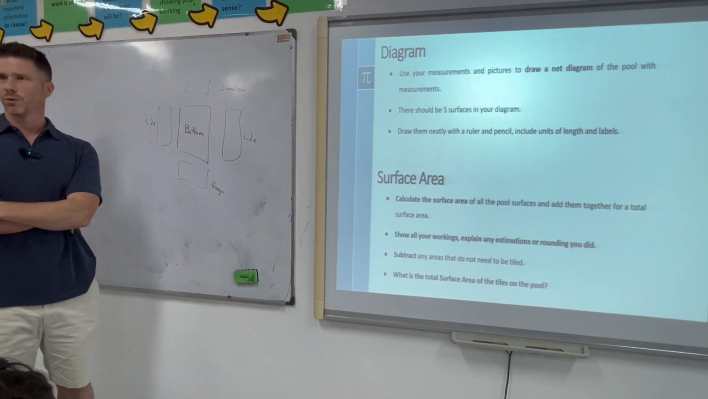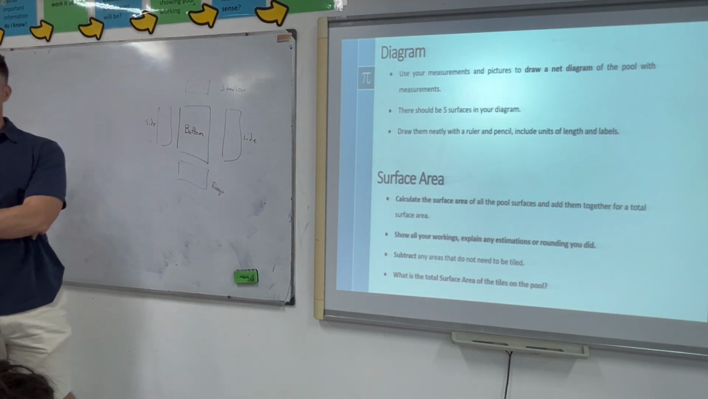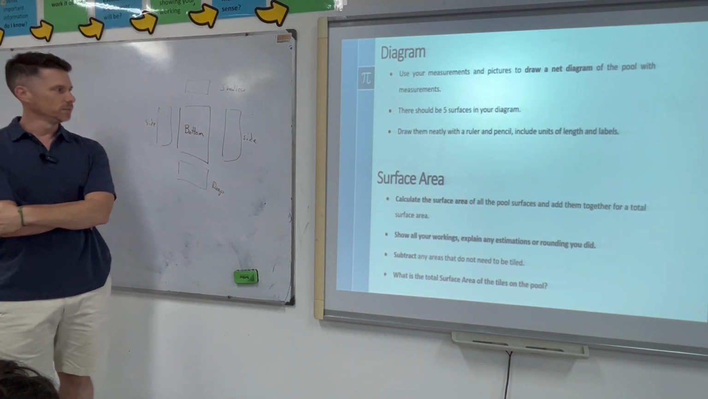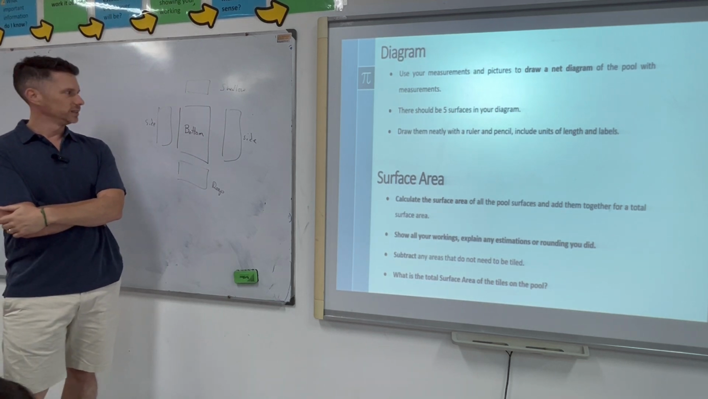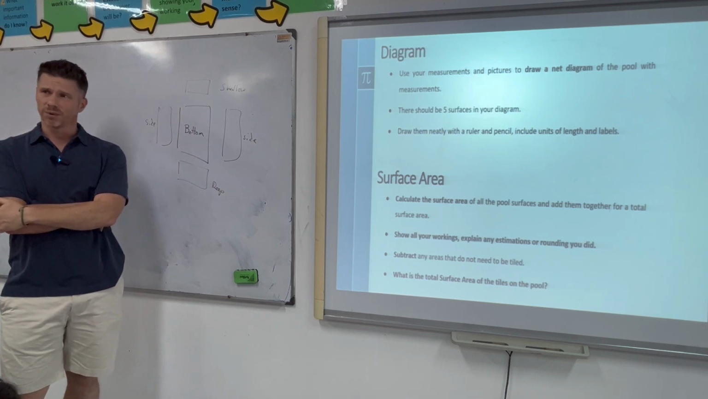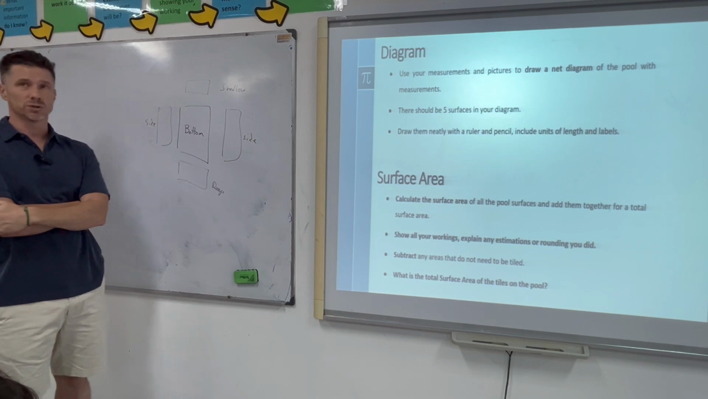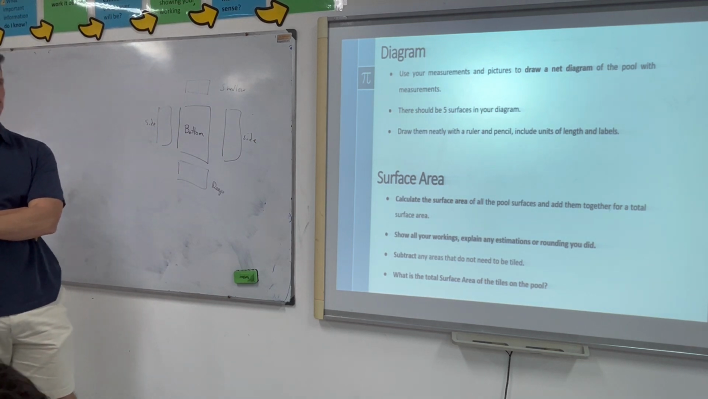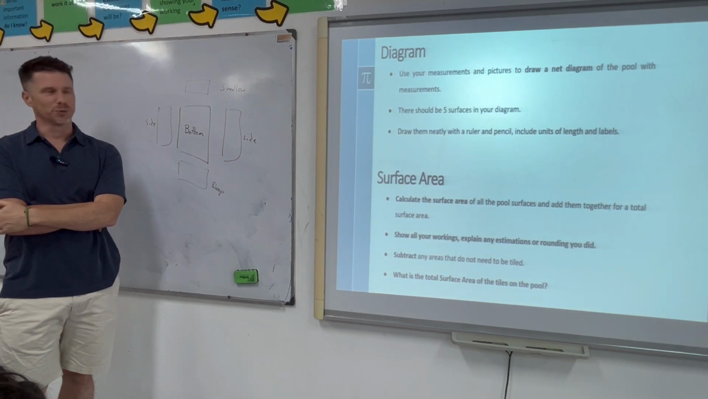Those diagrams should be drawn with a ruler and pencil and should include units of length, so meters or centimeters on them, and loads of labels. The more accurate the better, so if you do it to scale, that's slightly better. If you include an extra 3D diagram, that's very good. Usually the better ones do that, but you don't have to. And that should be something you work on today.